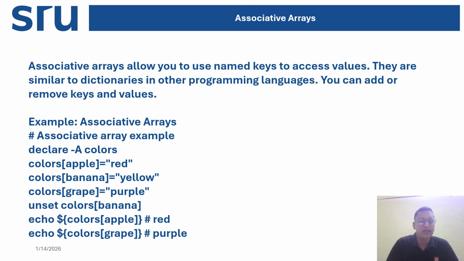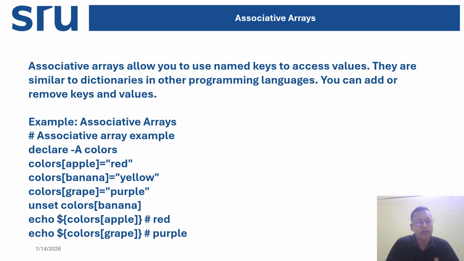Colors is the name of the array. Colors of apple is red, colors of banana is yellow, colors of grape is purple. After that, when we would like to delete one element, that is possible with the help of the keyword unset. Unset colors of banana. So automatically the second element will be removed from the associative array.